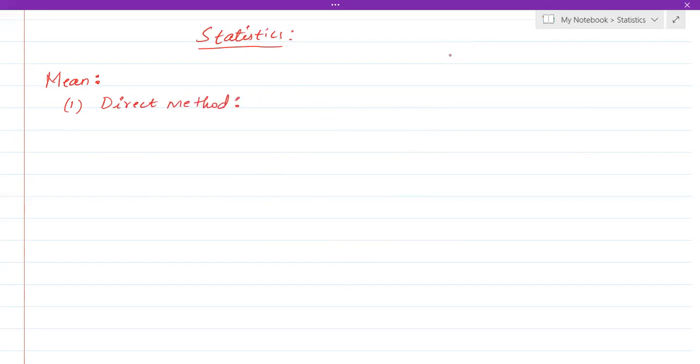In the direct method, the mean is represented as x bar, which is equal to sigma, or summation. This we call summation, that is adding up all the things. Summation fi xi, fi into xi, where f is frequency and x is the class mark. Class mark is the middle value. We'll be discussing all those when we start the problems. Sigma fi xi divided by sigma fi. That's the formula to find the mean using the direct method.